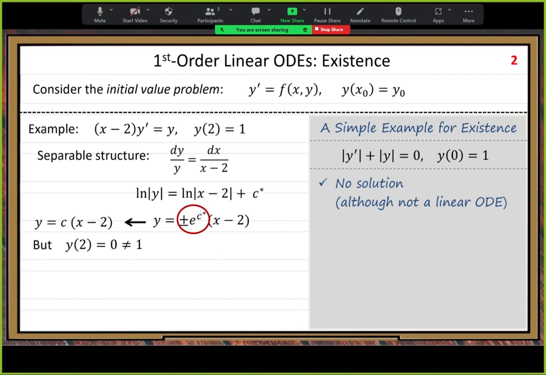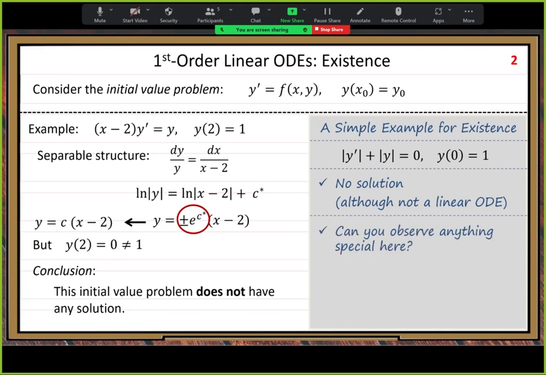What's the conclusion? No solution. The conclusion is that this IVP, initial value problem, does not have any solution. From this example, this is a legitimate linear first order ODE. That one is not, so people can argue it's not a linear first order ODE, so we don't want to look at that. But this one is a legitimate linear first order ODE, and it does not have any solution. That means we need to consider the existence of the solution. It's an important question.